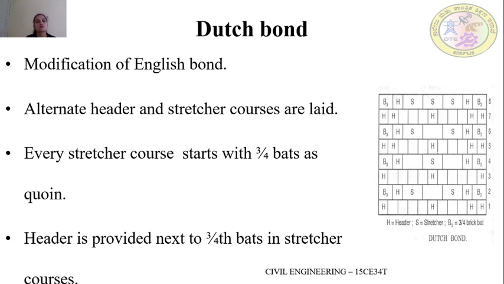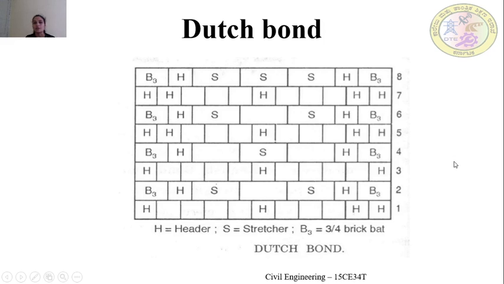Okay, the next type of bond is the Dutch bond. What is Dutch bond? It is the modified version of the English bond. So modification of the English bond. We'll have a look into the picture. So Dutch bond means what? See, both in each course. Like I said, it is the modified version of English bond. So alternate headers and stretchers will be placed.